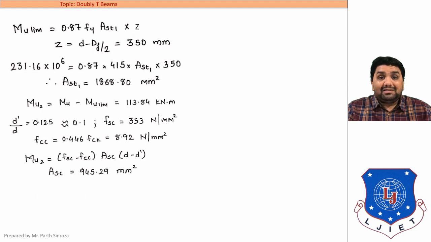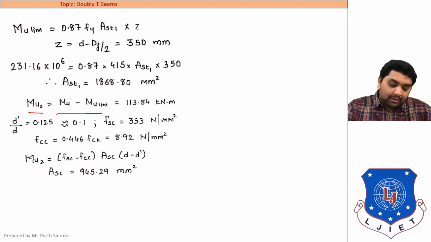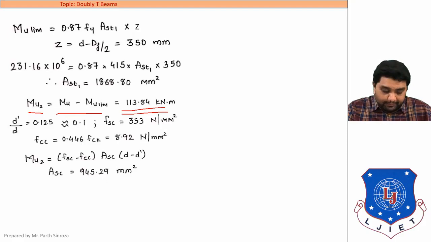But for finding AST2, as we have discussed, we need to find the value of MU2, because AST1 refers to MU limb and AST2 refers to MU2. And to find MU2, the equation will be the same as we discussed in the WRC beam. That is, MU2 will be equal to MU minus MU limb. That is how much extra we need to provide to balance our LHS and RHS portion. It comes out to be 113.84 kilonewton meter.